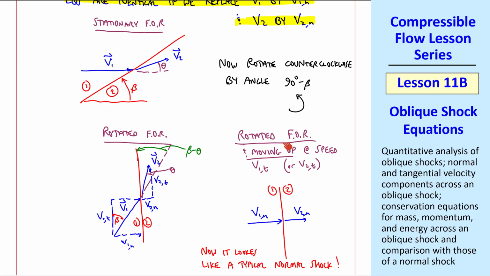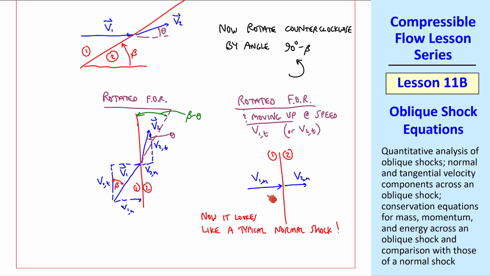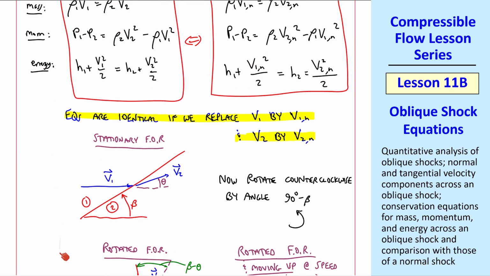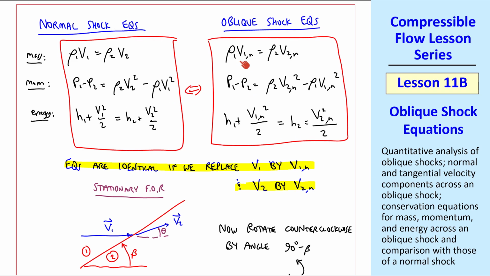Now we take this rotated frame of reference, and we move up at speed v1t, or v2t since they're the same. Now what do we see? Now it looks like a typical normal shock from 1 to 2, with some flow coming in and some flow coming out. So imagine that you're a camera moving up at this tangential speed v1t. This is what you would see. You would see exactly a typical normal shock. You wouldn't see any tangential speed since you're moving at that same speed. So it's no wonder that these equations are identical if we replace these speeds with the normal components.